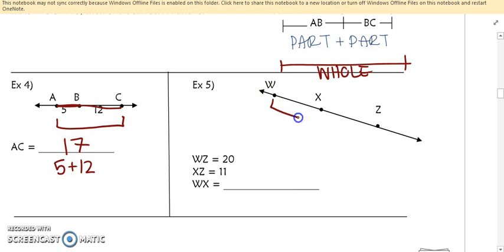We know from W to Z that measure is 20. From X to Z, it's 11. Are we finding a part or are we finding the whole? WX is a part. So we are going to take the whole and subtract the part from it. 9.